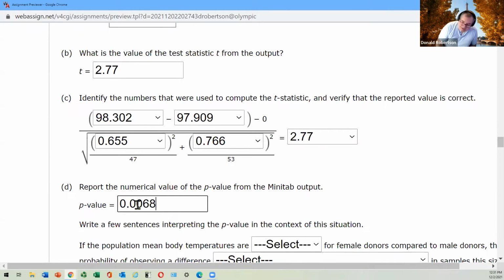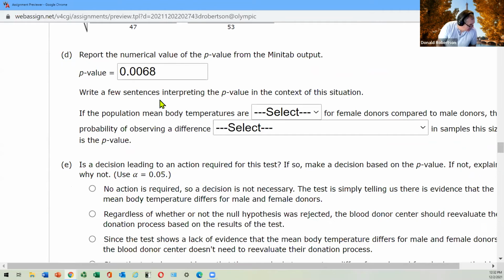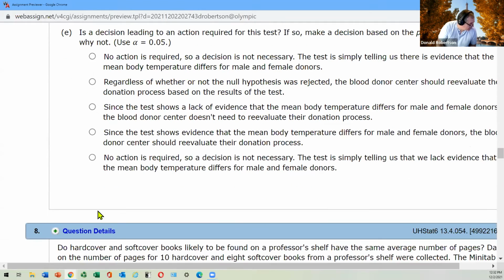P-value. As p-values go, would you agree that's nice and small? Isn't it in fact less than 0.05? Which means that we can reject H0, which means that the alternate is true. So haven't we proved that women's body temperatures are different from men's? So I suspect that's what this sentence is all about.